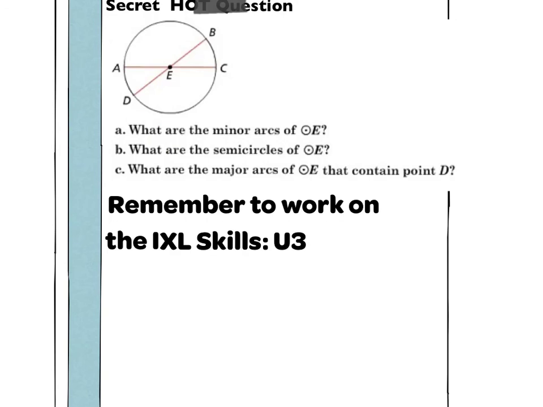You couldn't wait any longer. Here it is, your secret hot question. So you're going to look at this beautiful circle and you're going to tell me these 3 things. What are the minor arcs? What are the semicircle arcs? What are the major arcs of E that contain point D? I would like a minimum of 2 to 3 answers for each.